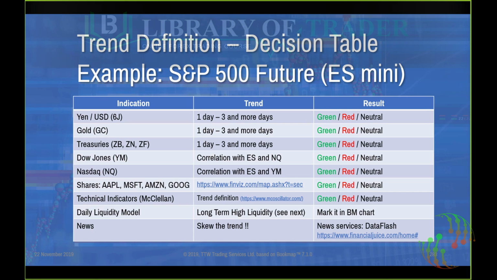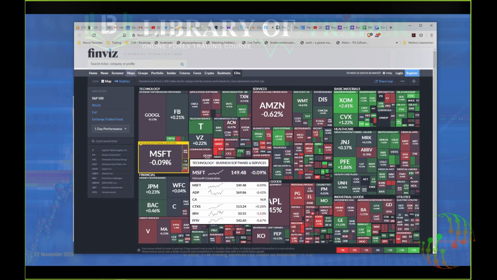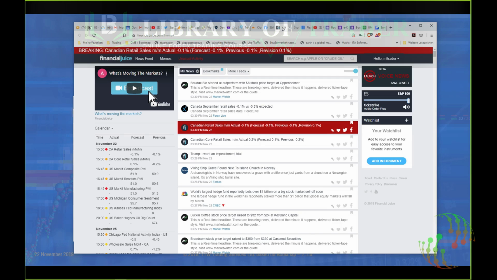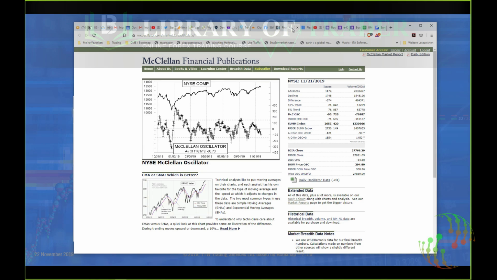The technical indicators, if you want to look at them, if you go to the shares, you will see everything is red, but this is the state of yesterday. I have some news here, and if you want to see any other indicators, the confirmation is that it is going down. This is, I think, yesterday's measurement of the McClellan, for example.